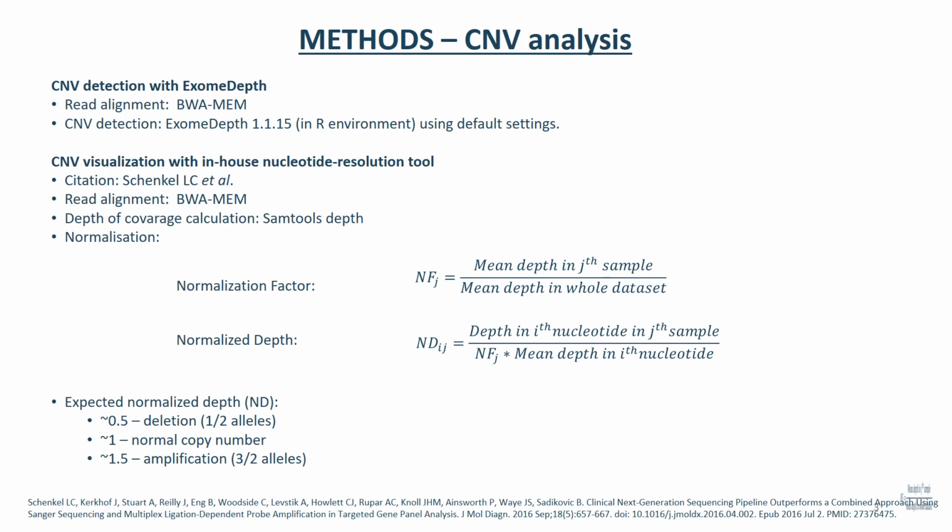Next, the normalization was performed using those two equations that were described in the paper of Schenkel. Finally, we obtained normalized depths, and we expected it would be equal to about 0.5 in case of deletions, about 1 in case of normal copy number, and about 1.5 in case of amplification.